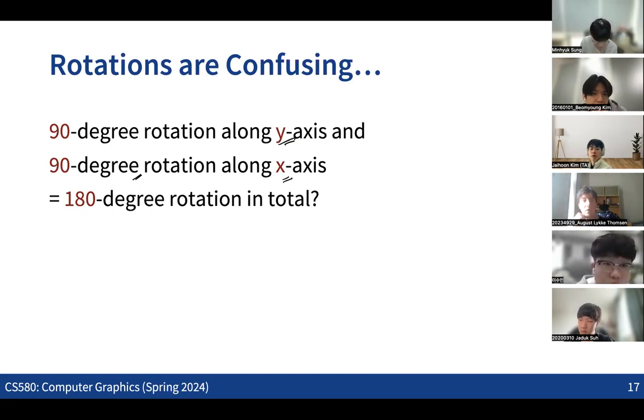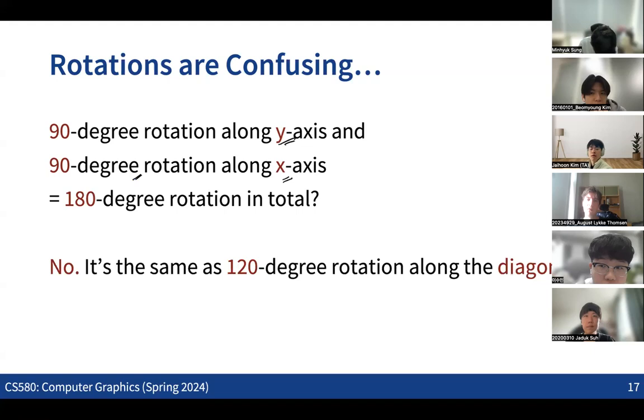Like, we are not actually getting the 180 degree rotation at the end by combining these two. But interestingly, if we combine these two rotations, then we actually see a rotation along the diagonal of the axis with 120 degrees. So these are some complicated things in terms of how we can easily see what the final rotation will be when we combine some rotations.